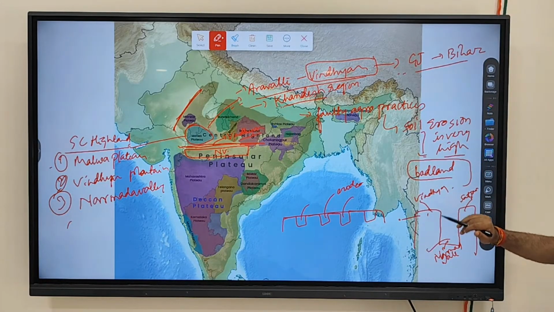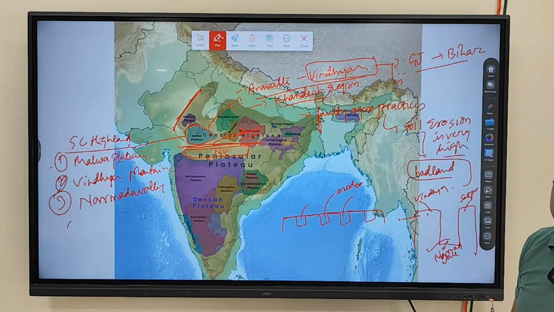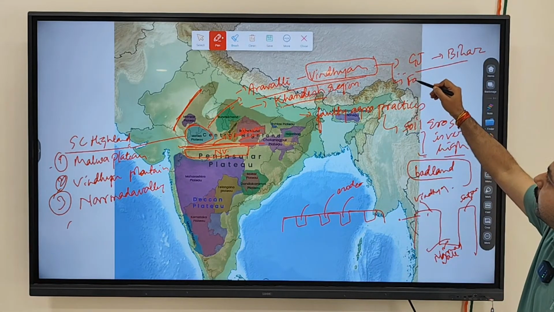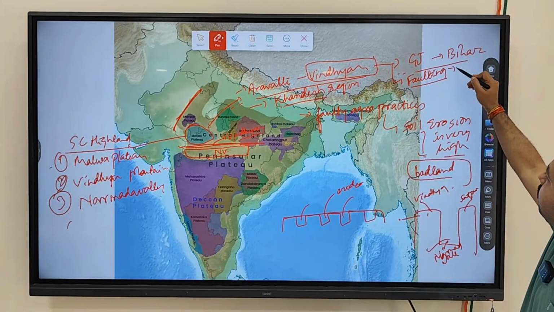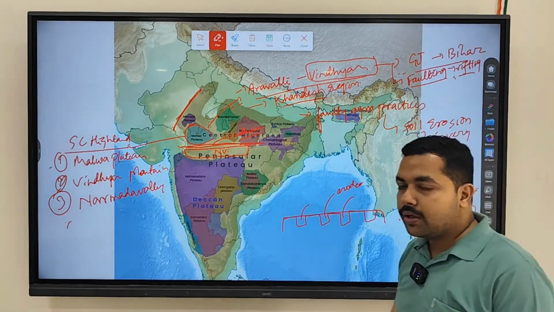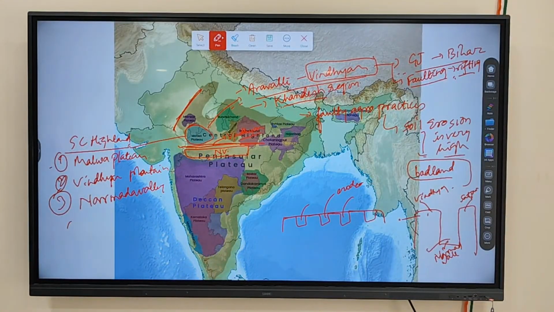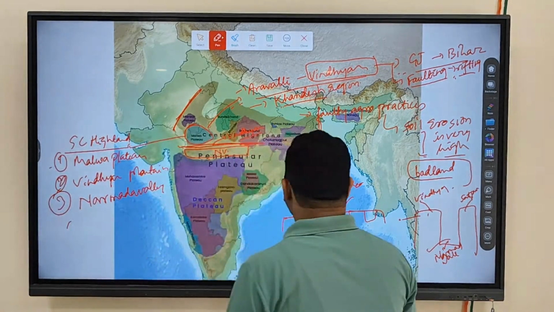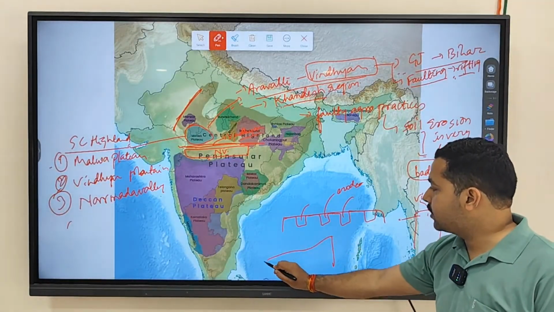They are block mountains. So block mountains are created due to what? Due to faulting. Rift valleys are being created. Faulting and rifting are happening, which has led to the creation of Vindhyan mountain. Clear? That's why Vindhyan looks like this type of mountain.